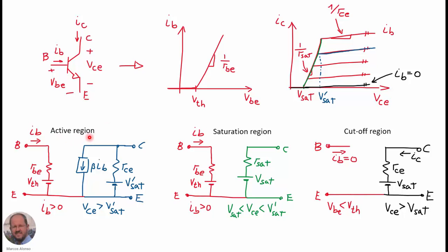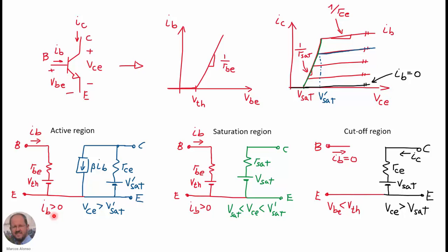So these are the equivalent circuits in the different operating regions. For the active region, we have at the input between the base and the emitter the equivalent of a junction. So we have the series resistance of the base to emitter junction and the threshold voltage. So we will be operating in this part here, and therefore the condition is that the current through the base has to be greater than 0.